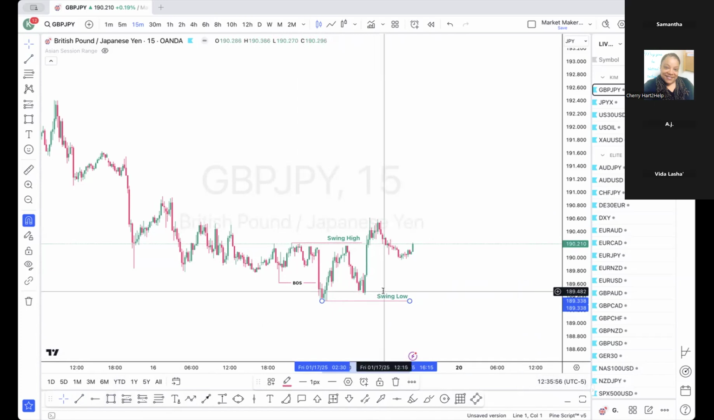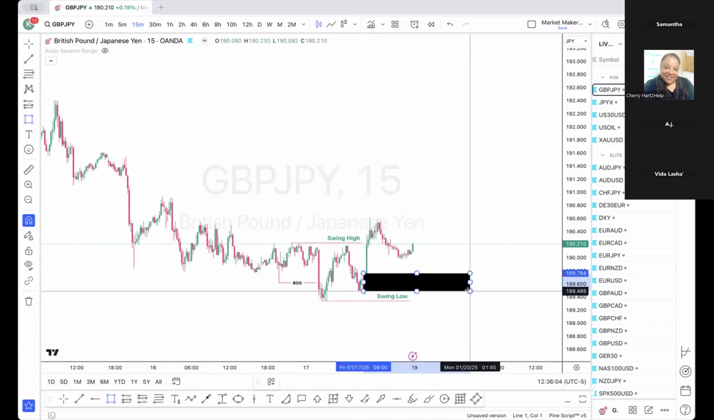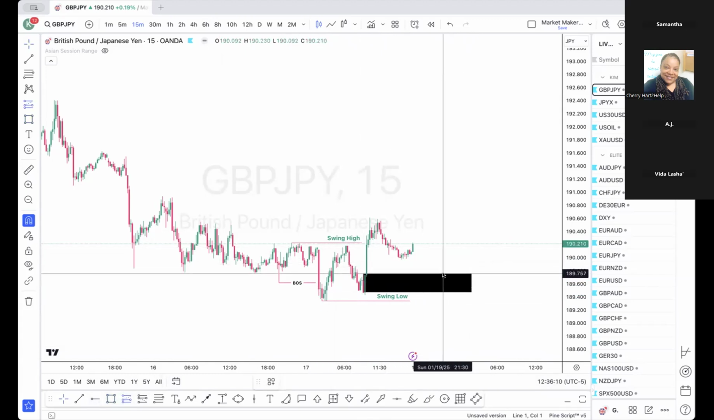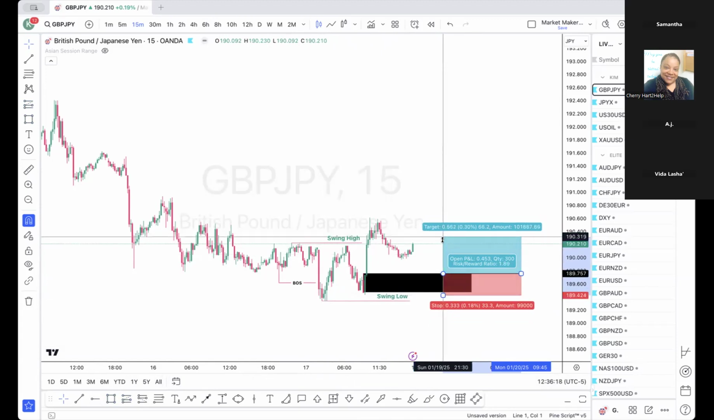Honestly, I gave that trade yesterday only because I saw this imbalance right here, but I'm going to do the same thing. I'm going to mark up my institutional candle. Next week, I am going to set my limit and let it do what it's going to do. That's 40 pips, that's too much for me. That's 30 pips, I'll take it.